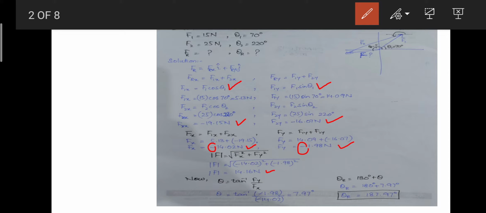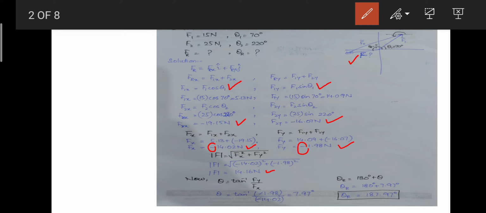So when both the Fx component and the Fy component have a negative sign, that means the resultant lies in the third quadrant. You can see in this figure as well that the resultant is lying in the third quadrant. So we will use the equation for the third quadrant.